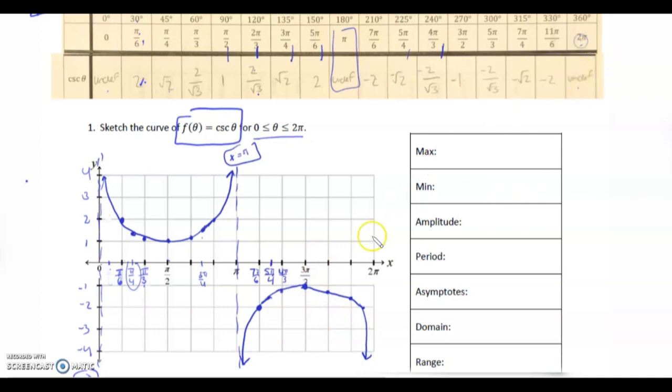Okay, and then at 2 pi we have undefined. Again, we have another vertical asymptote at 2 pi. So x equals 2 pi.